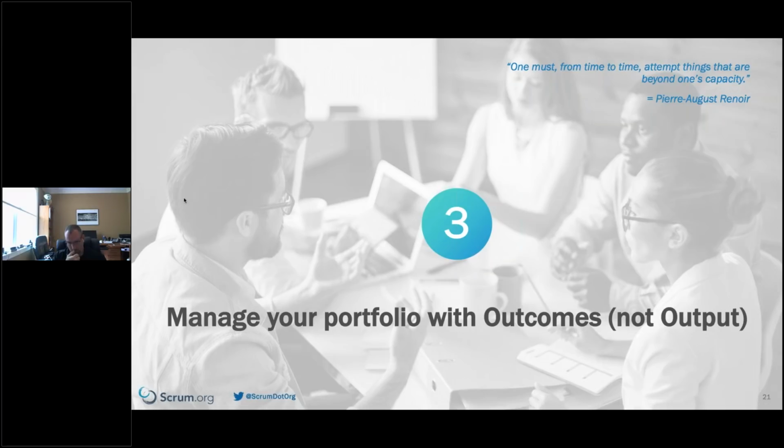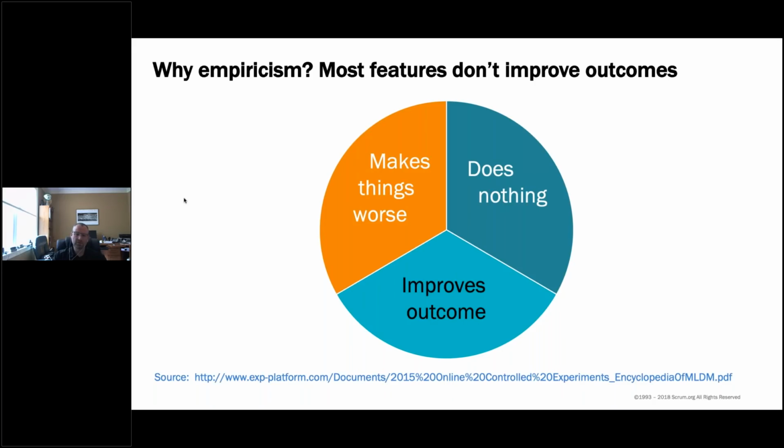What are we delivering? What's the value? And how are we doing that? Why do we need empiricism? Why do we need to continually learn, continually improve, and not just push forward, but let's look back. Don't lose sight of history.